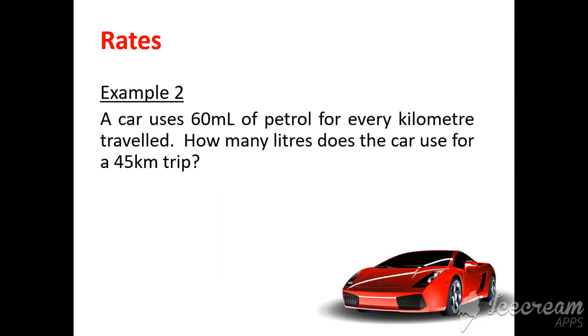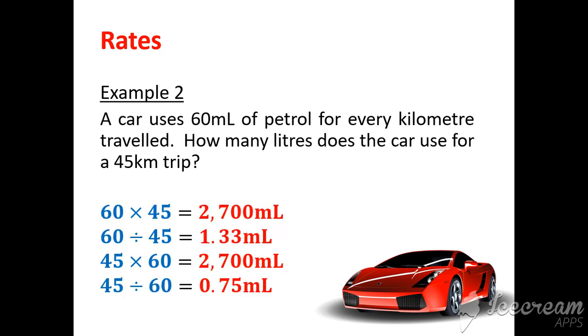All right, example two. A car uses 60 milliliters of petrol for every kilometer they travel. Now, how many litres does the car use for a 45-kilometre trip? So it's 60 millilitres of petrol per kilometre. All right, well, here's our four possibilities. 60 times 45, 60 divide 45, 45 times 60, 45 divide 60. Here's our four options. Let's go through them.